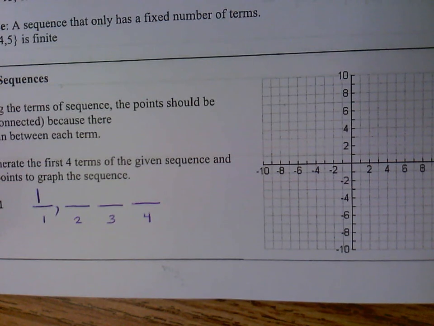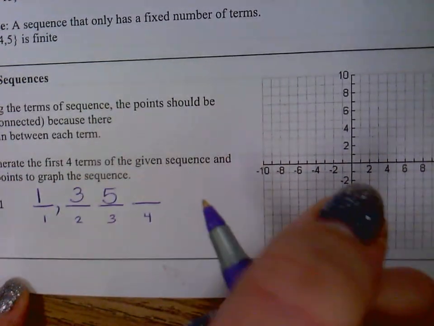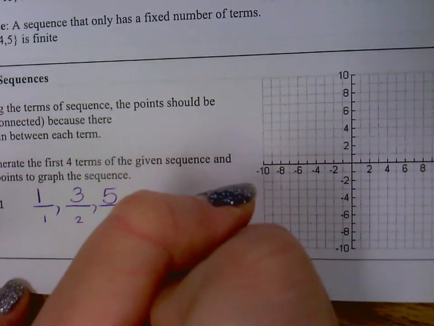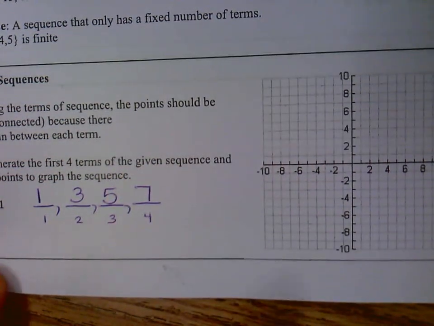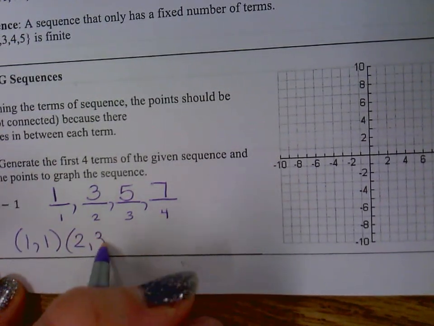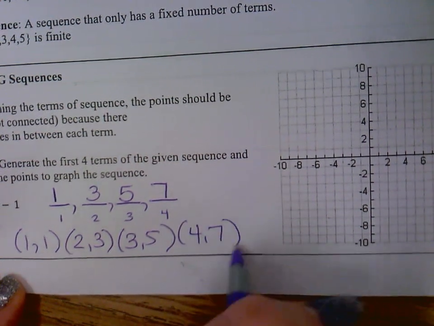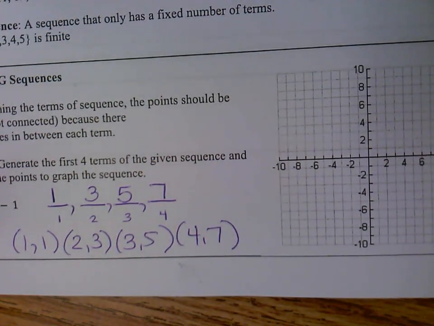Let's see, if I plug in 2, I would get 3. If I plug in 3, I get 5. And if I plug in 4, 8 minus 1, I get 7. How do I graph that? So that's really just the set of points (1, 1), (2, 3), (3, 5), and (4, 7). So the n value is like x, and the output of the sequence is kind of like the y value. So you're going to graph those 4 dots and then just leave them as dots.